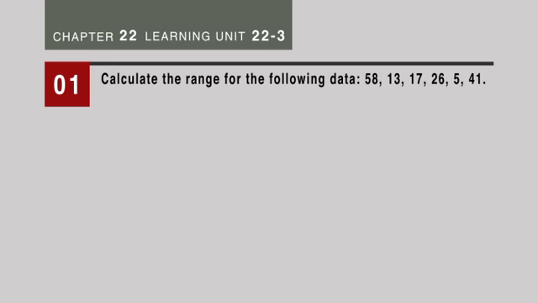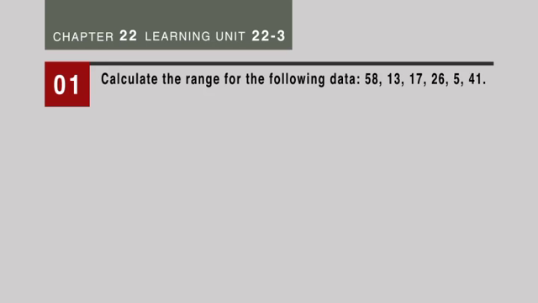When we were in 22-1, we were talking about measures of central tendency, which is the mean, the median, and the mode. With measures of variation, we've got range, standard deviation, variance, and several others that we won't talk about in this class, but they are available. So let's first look at number 1.